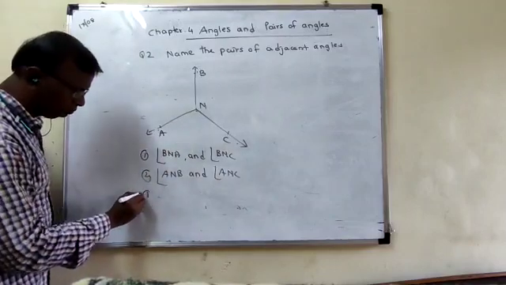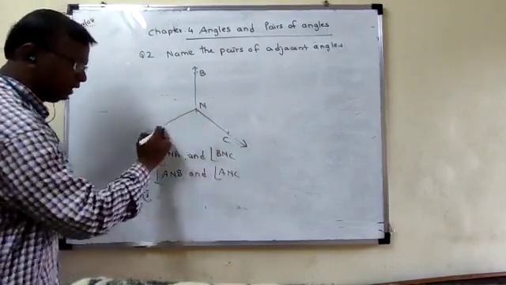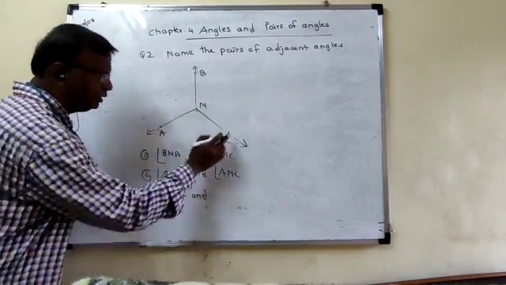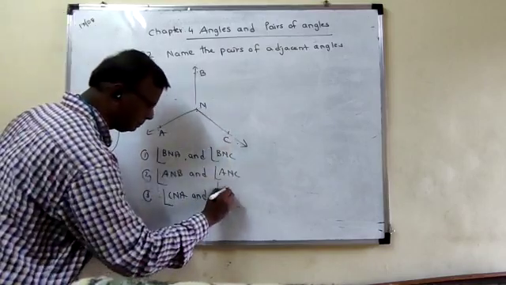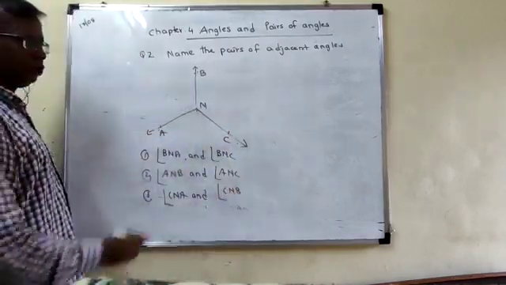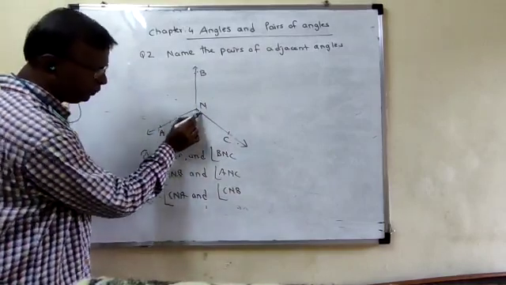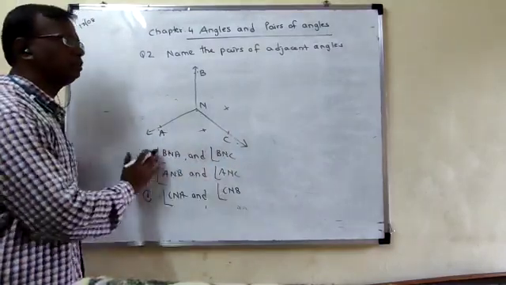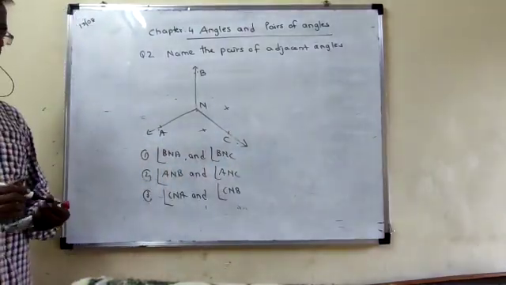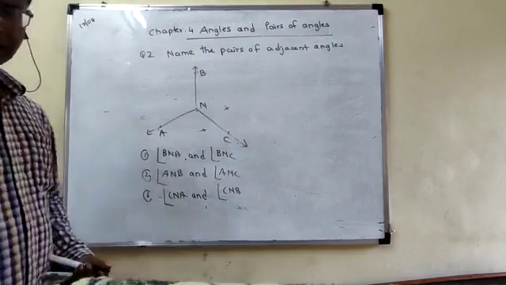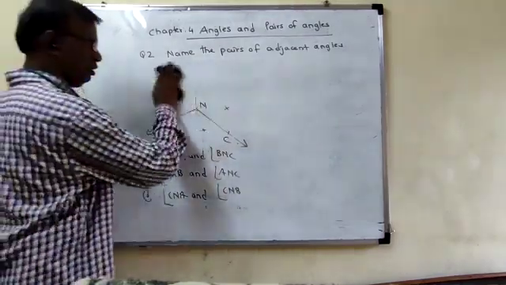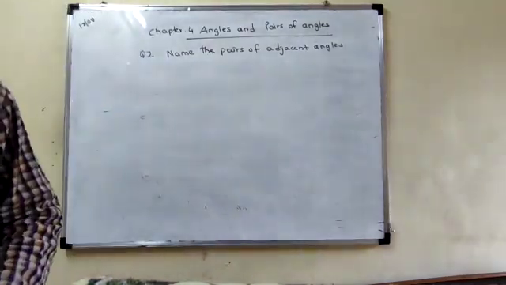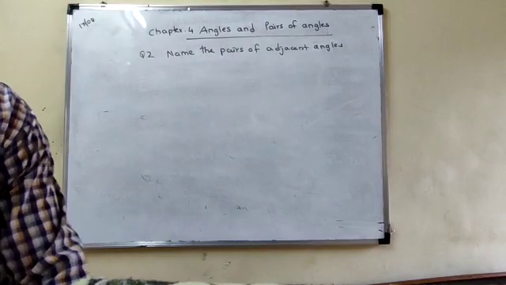The third one, I'll start here. C and A, and C and B. They are also adjacent angles because of a common vertex once again, a common arm, and separate interiors. So these are called which angles? Adjacent angles. Any doubt, students? Now come to the second question.